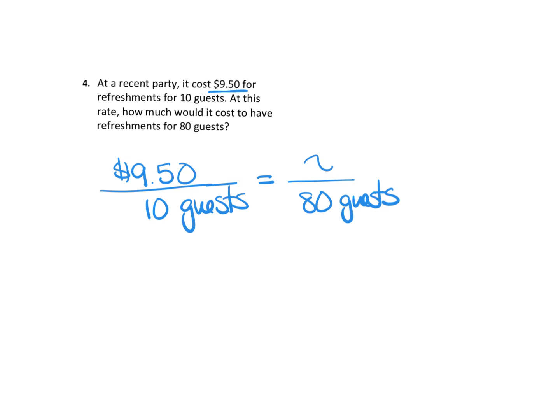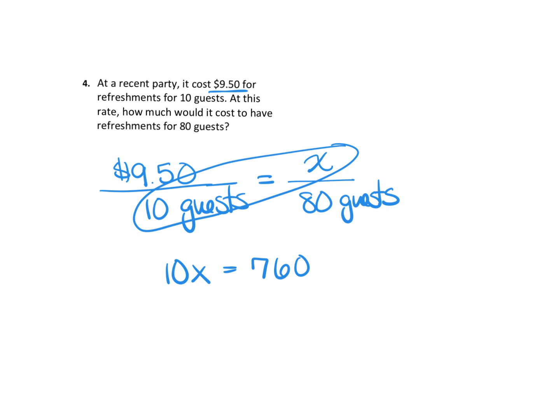All right, so let's go ahead and cross multiply and divide. So I'm going to take 10 times x, and then we'll take 80 times 9.50, and you get 760. And now we just need to continue isolating the variable by dividing by 10. So it would be $76 it would cost then for 80 guests.